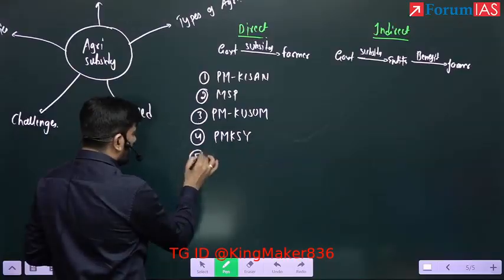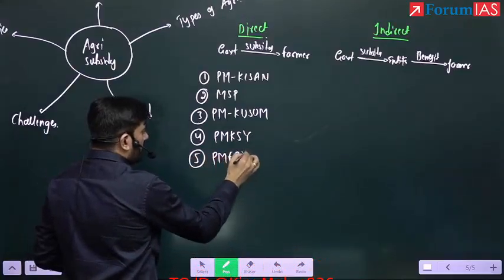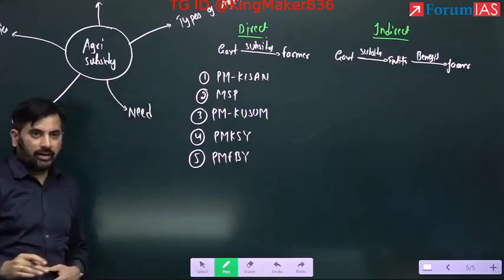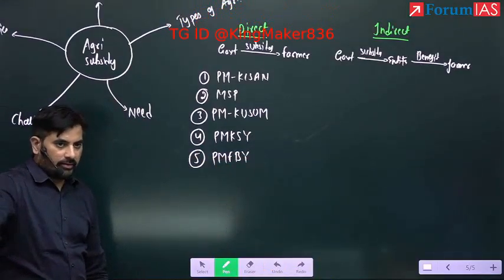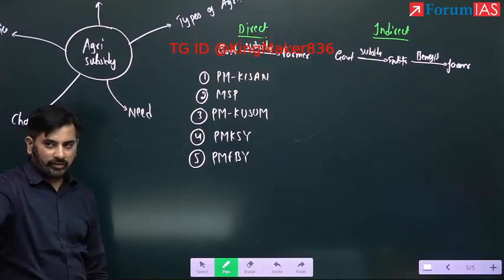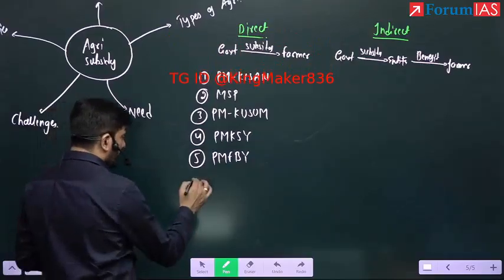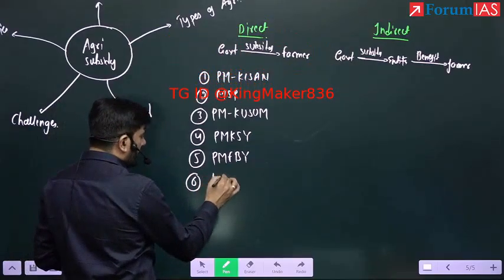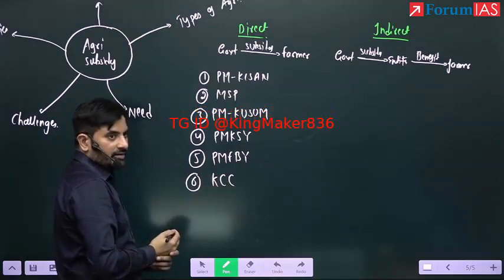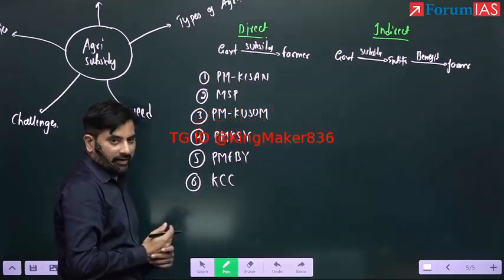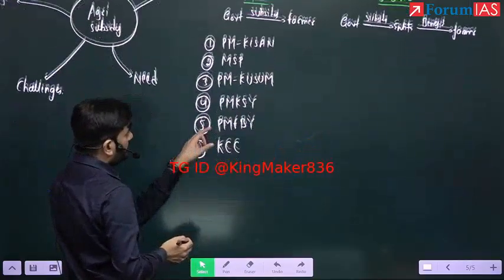Then Pradhan Mantri Fasal Bima Yojana. It is for the crop insurance. Fasal Bima Yojana, crop insurance. We'll cover about this later. Okay. Then we have Kisan Credit Card, under which there is interest subvention.